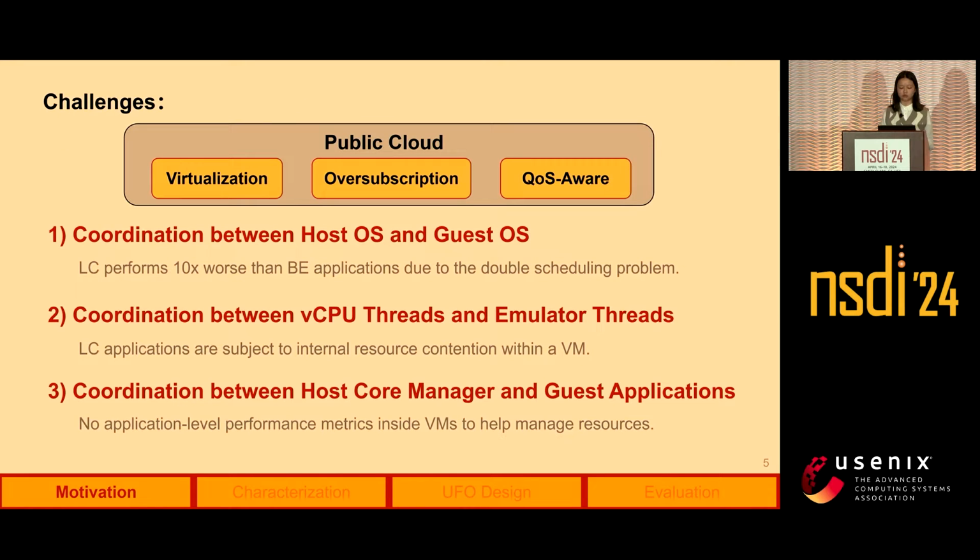In general, when optimizing resource scheduling in the public cloud, we need to focus on 3 points: virtualization, oversubscription, and QoS awareness. There are 3 challenges. First, LC applications have serious performance degradation when meeting double scheduling in virtualization. Secondly, LC applications have many interrupts, so it is necessary to solve the internal resource contention in a VM. Finally, the host scheduler is unaware of application-level performance for resource management, so a proxy of application tail latency is required. We proposed 3 levels of coordination to address these challenges.